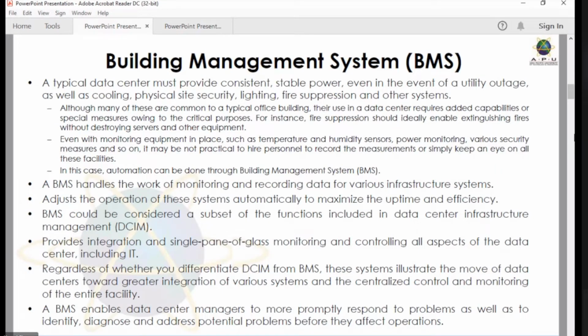Although many of these are common to a typical office building, their use in data centers required added capabilities or special measures owing to the critical purpose. Data centers are critical, so they must provide service 24 hours, 7 days a week, 365 days a year, so it is critical that all of these things operate consistently, right?